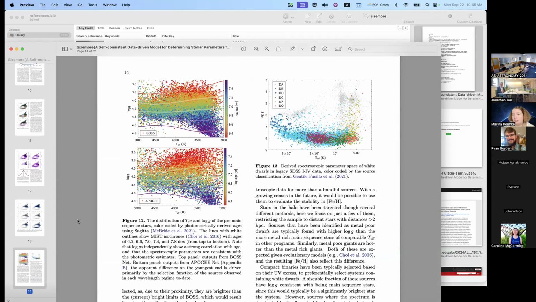Regarding the disrupted population that you're showing on here, I have a basic question: why were they not showing up in photometry, but now they're showing up in spectroscopy?